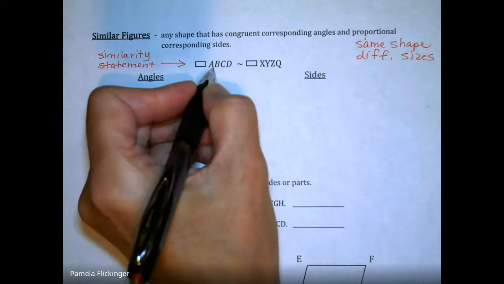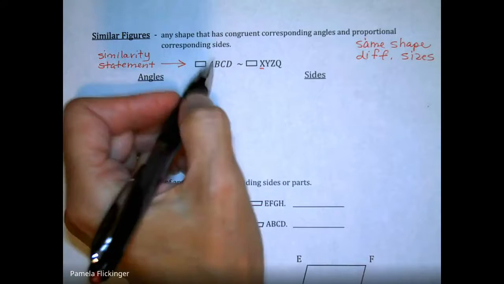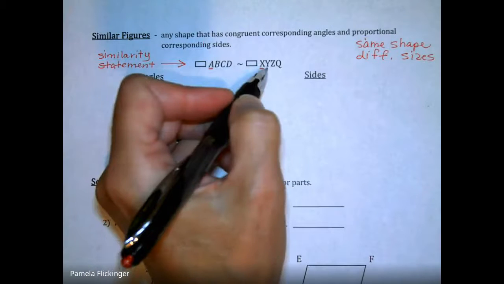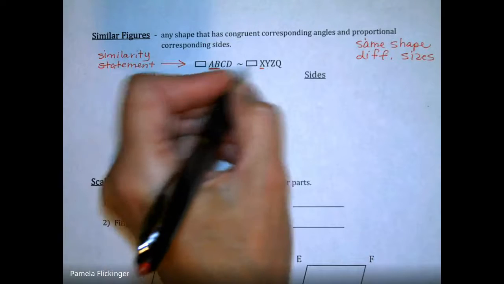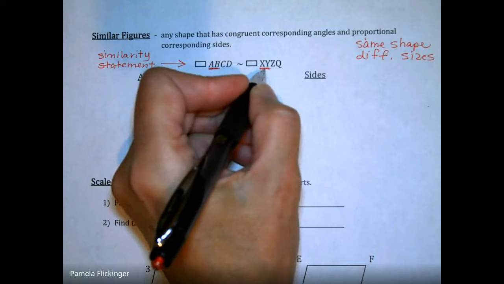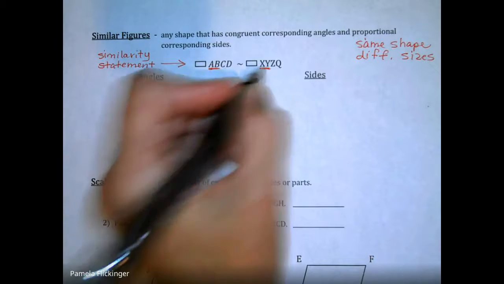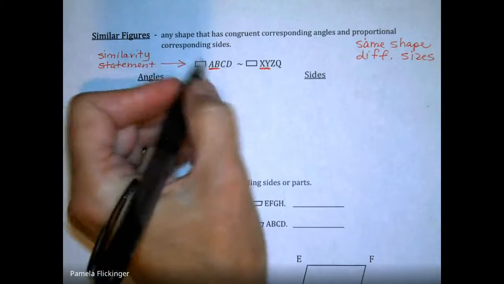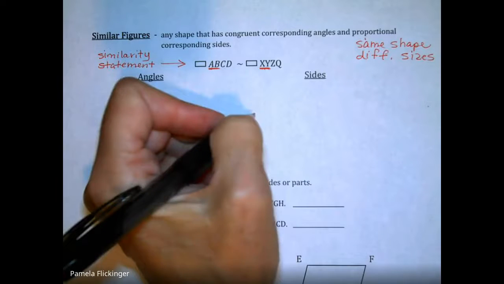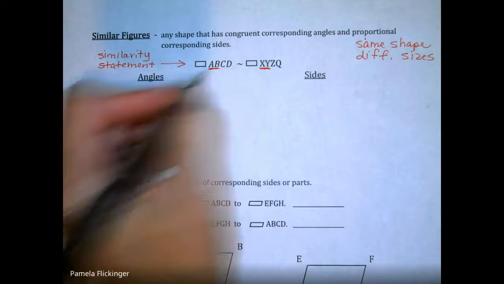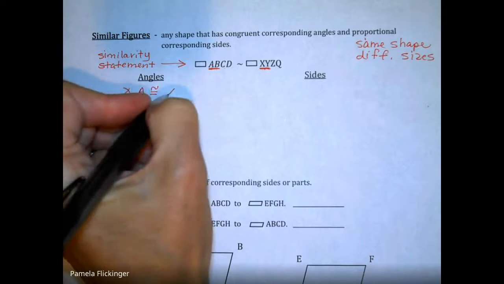The way they are written tells you how the angles match up. So the first letter goes with the first letter, the second goes with the second, and so on. And the same with the sides. So side AB isn't going to be congruent to side XY, but it's going to be proportional. So we're going to make a fraction with those two sides, and then we'll make a fraction with the second and third letters together, and the third and fourth, and so on.